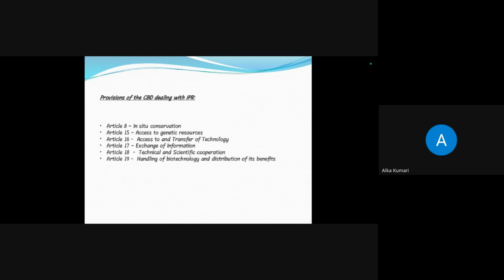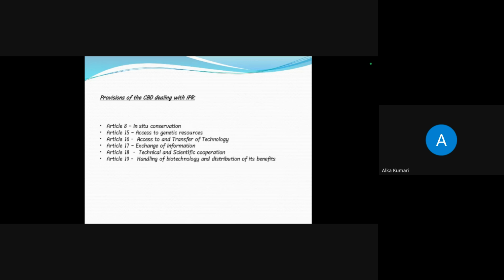The next provision is technical and scientific cooperation. In the field of conservation and sustainable use of biological diversity, wherever necessary, through the appropriate international and national institutions, we have to promote international technical and scientific cooperation.